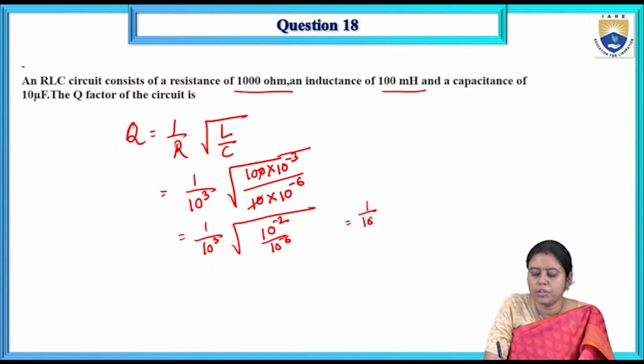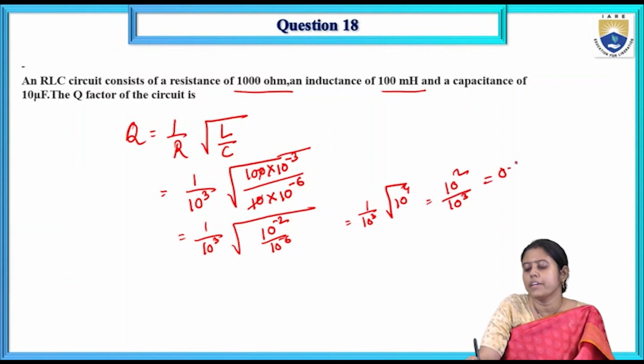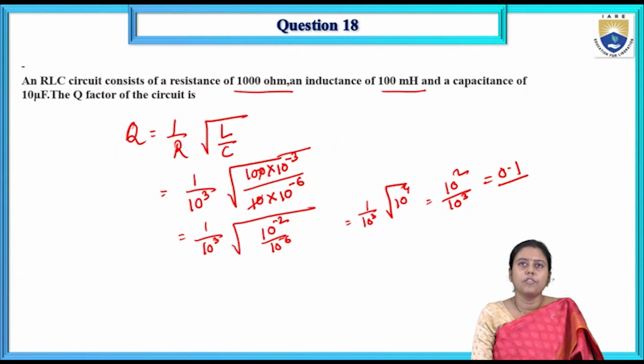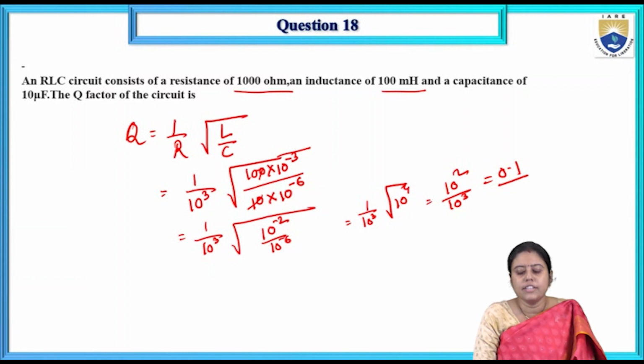One by 10 to the power 3 root of 10 to the power 4 means 10 square by 10 to the power 3. So it is coming 0.1. So the Q value is 0.1. Just check: henry means inductance and millihenry means 10 to the power minus 3. Capacitance is 10 microfarad, so it is 10 to the power minus 6.